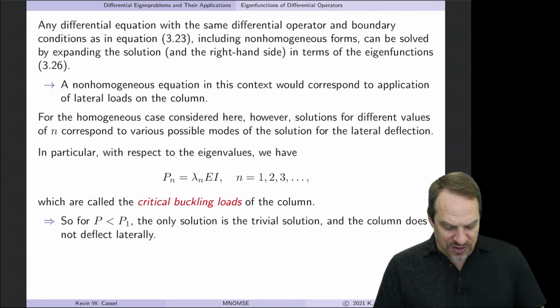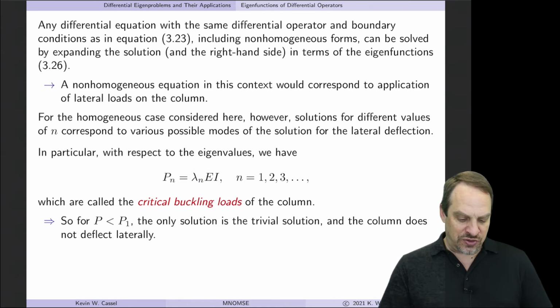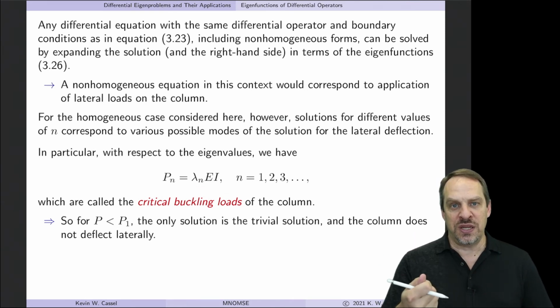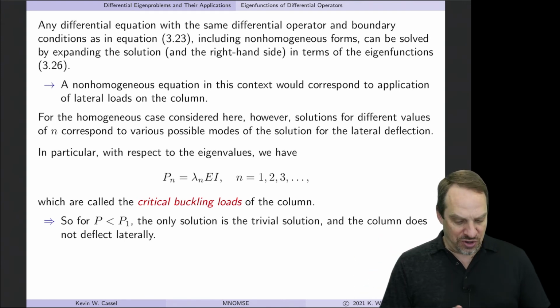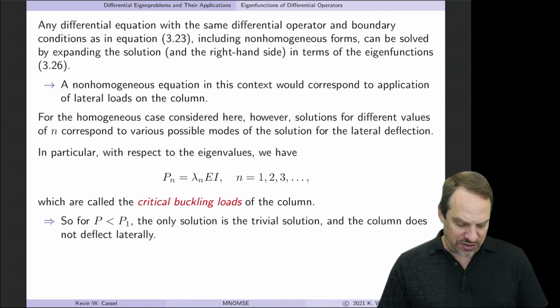All right, so we have our values of lambda. We got them numerically. So that corresponds to values of P. The P values are the critical buckling loads. So these are the values of the compressive force P, which will cause each of these buckled shapes to occur. So P1 is lambda 1 times E times I. That's the first critical buckling load, then the second, and the third. So there's an infinity of these critical buckling loads.